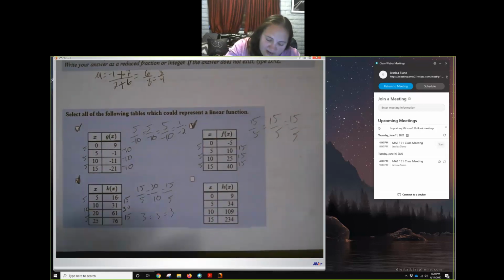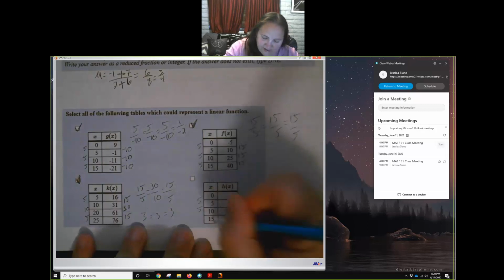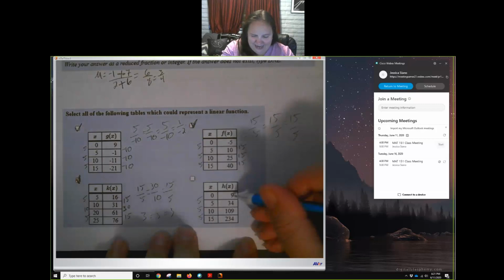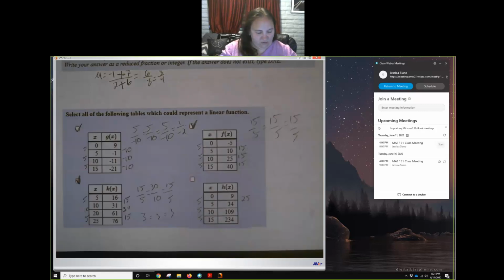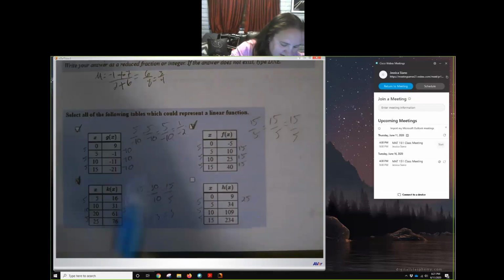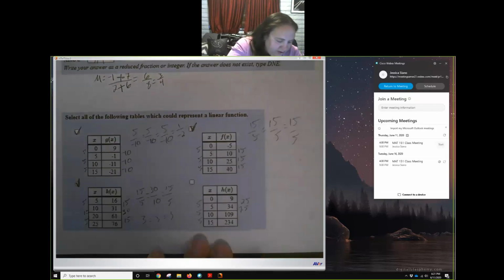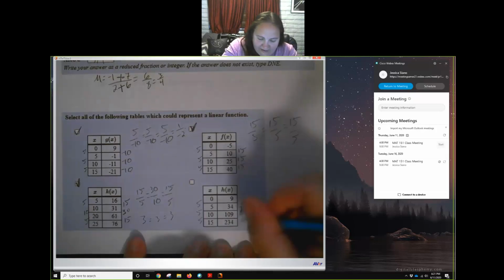Okay, so then 5 minus 0 is 5, 10 minus, okay, over here. 34 minus 9 is 25. 109 minus 34, I'm not confident in doing that. There you go, 75. 234 minus 109 is 125.